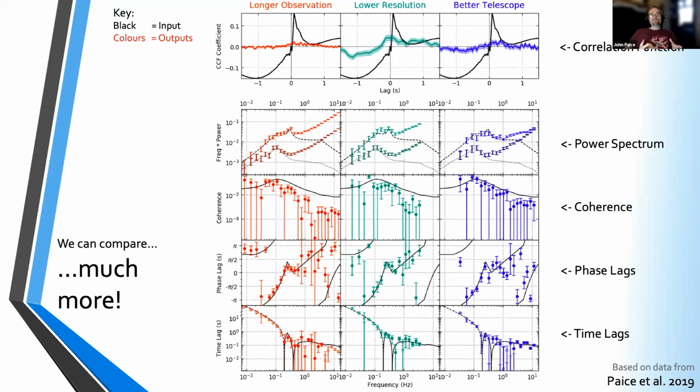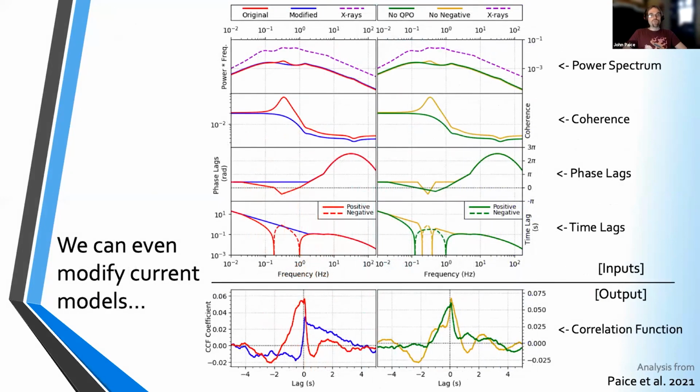But so far, I've just talked about before an observation happens, but CORSIM can also be useful after the observation has taken place. So this is, for example, analysis that I actually used in my 2021 paper on the very famous LMXB MAXI J1820.